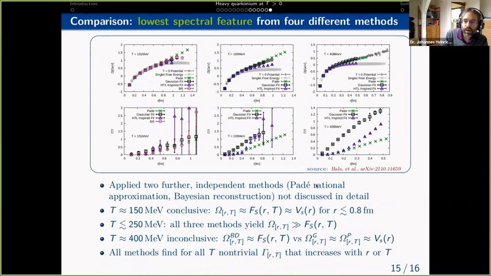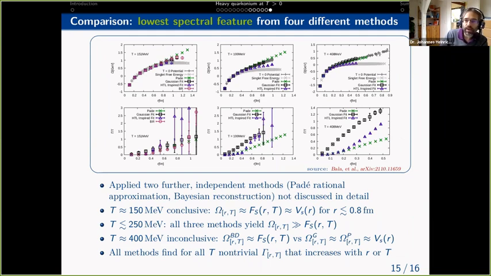One is called the Pade rational approximation, where we first Fourier transform the lattice data to imaginary frequency space, then interpolate, then analytically continue to real frequency space, and then directly obtain results for the position of the lowest feature and for its width. The other is the Bayesian reconstruction, which I can't go into in detail in this brief discussion. And what we now see is that at low temperatures, at the crossover, all of these results are essentially consistent.